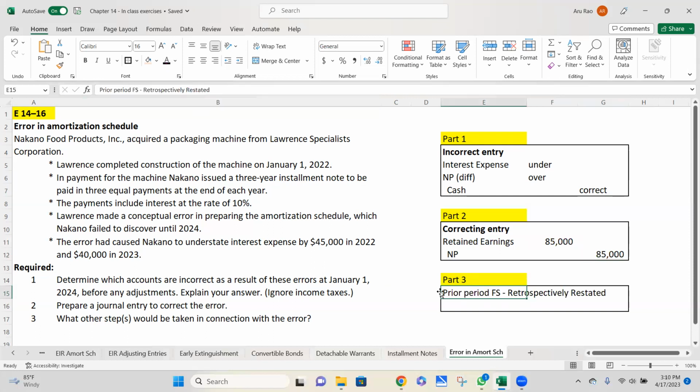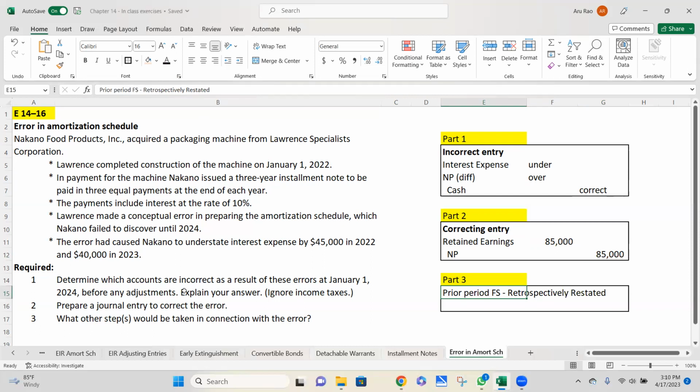So the first thing is I need to retrospectively restate my 2022 and 2023 financial statements. The reason we do that is when we present the 2024 financial statements, we have 2 more columns. We have the 23 and 22 numbers for presentation purposes and comparison purposes. Now that we know there's a mistake, I have to go back and change those.